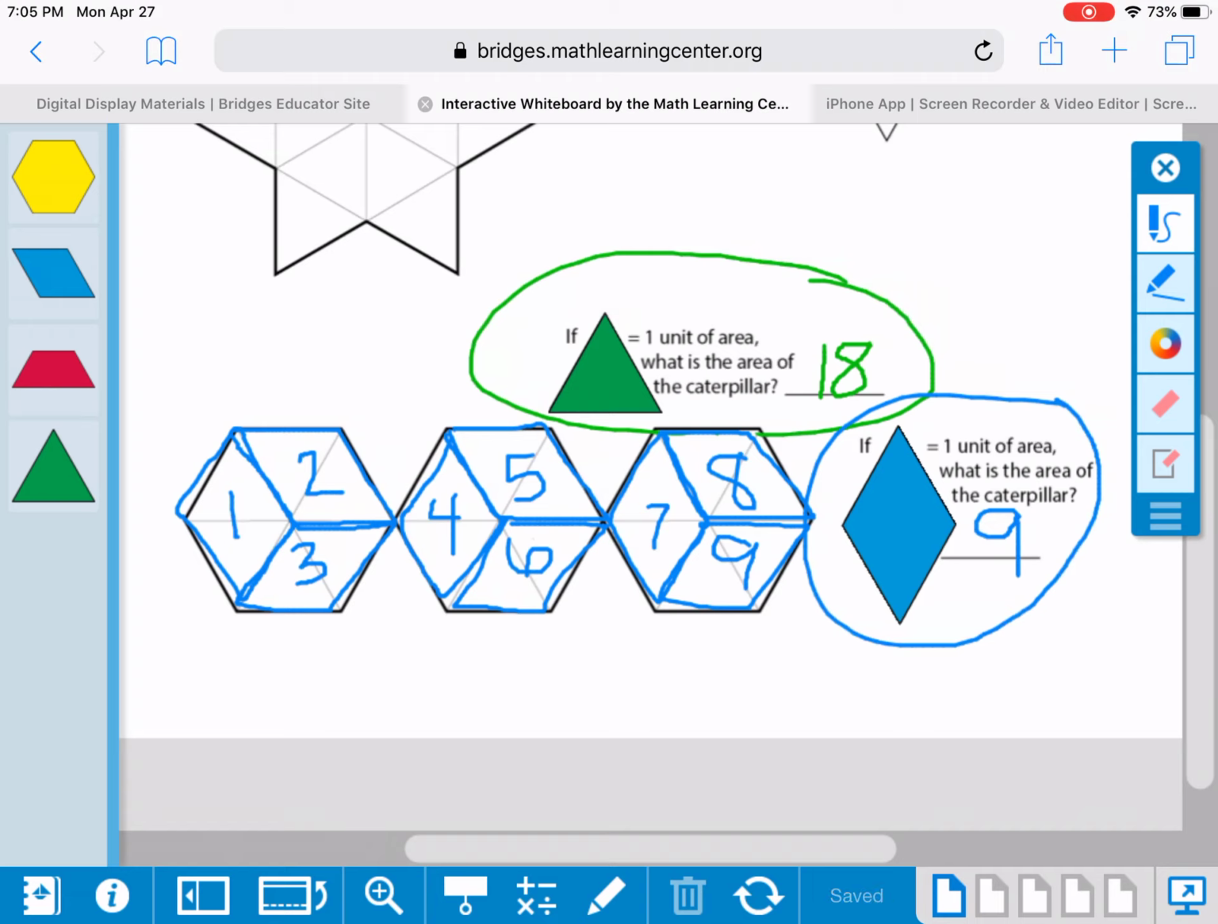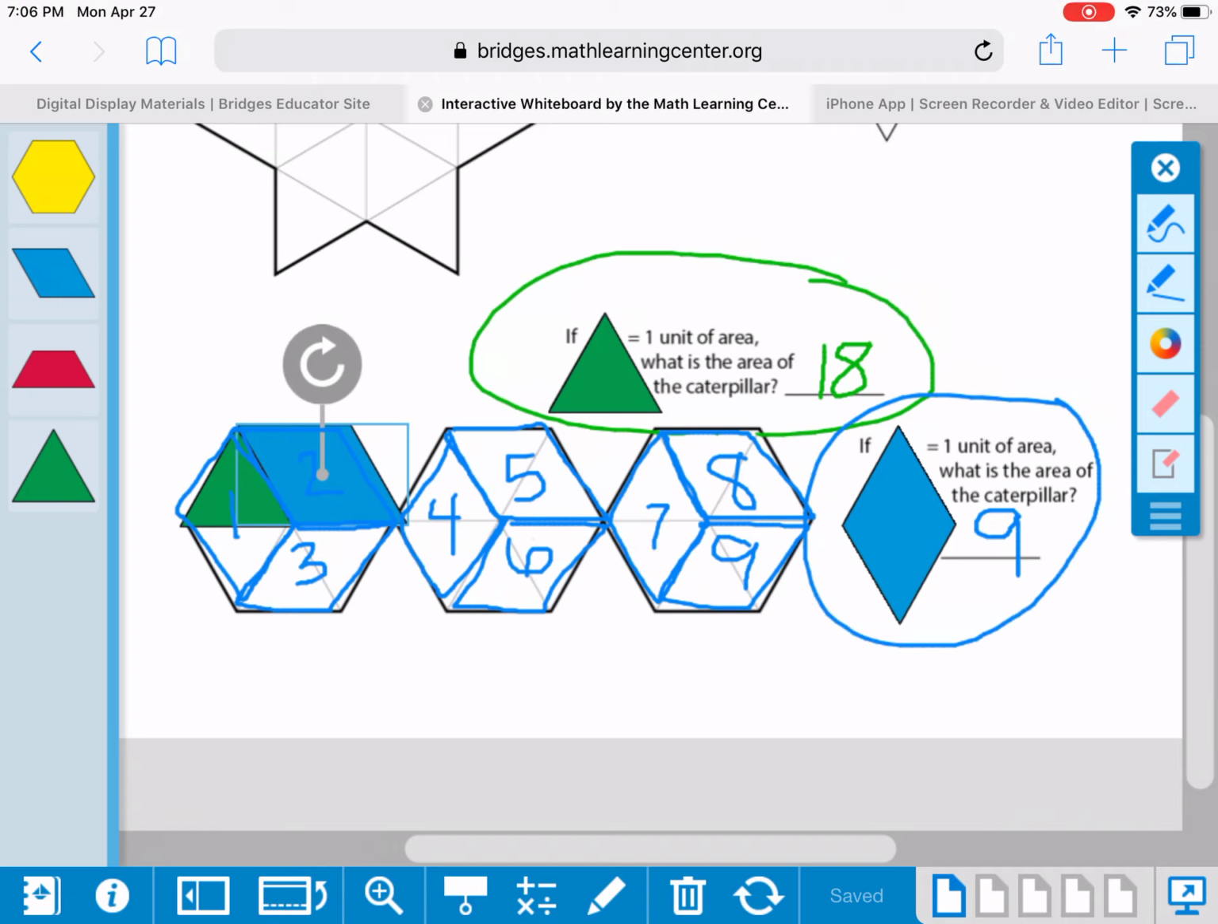But what I'm really thinking about as a good mathematician is how much space is inside of my caterpillar. Now, the amount of space has stayed the same. The only difference is what my tool is. So if my tool is a triangle, then I can fit 18 of these triangles inside of my caterpillar. But if my tool is a rhombus, I can only fit 9. So now I'm thinking, what is the relationship between 18 and 9?